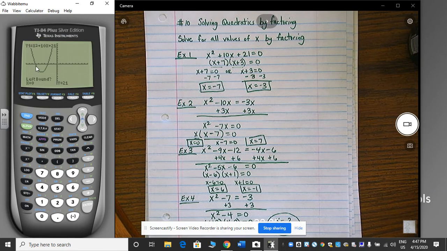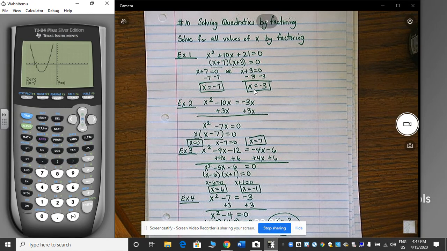And if I'm going to find this zero right here, I need to go left bound. So I'm going to pick a point somewhere up here, and then right bound is going to be the next question. I'm going to do somewhere just below, and then it's going to ask me to guess. So I need to scroll until I get to that point. So I'm going to go just to the left. So right there, hit enter, go just to the right, hit enter. And then now it says guess, hit enter a third time. And you'll notice, in fact, it is -7, just like I got here.